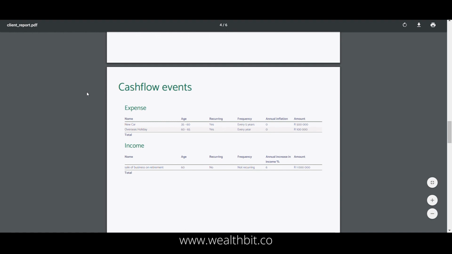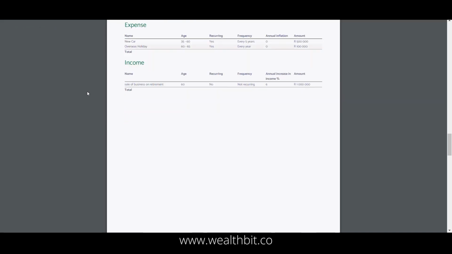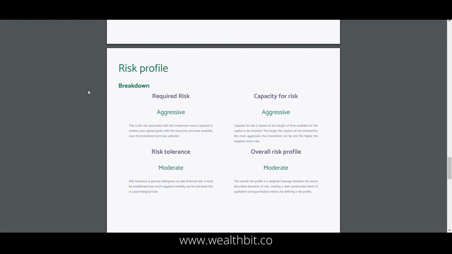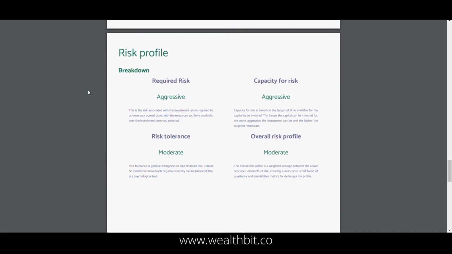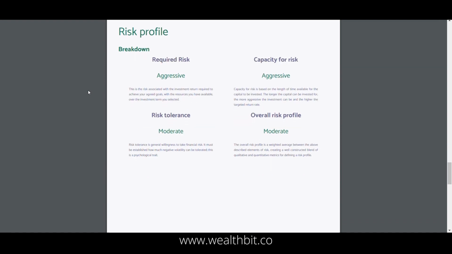Cash flow events are broken up by income and expenses, so you can see what their risk profile breakdown looks like to give a clear view of their financial focus going forward. And finally, the plan notes are included as well to ensure everyone is on the same page.